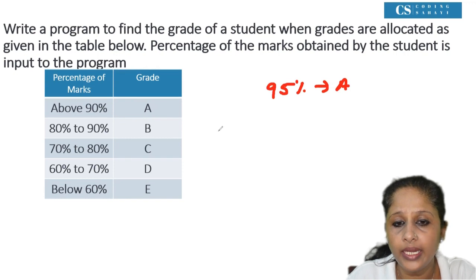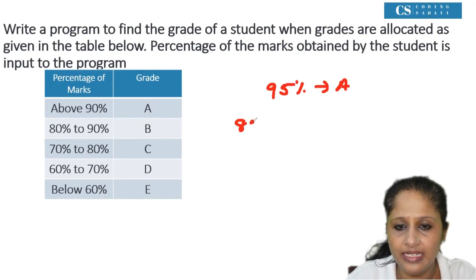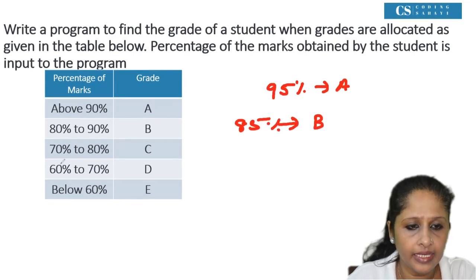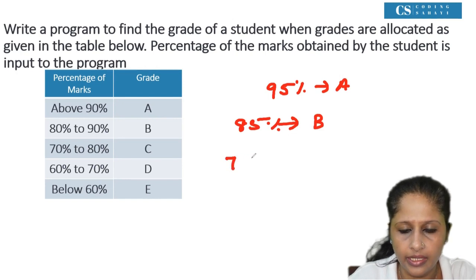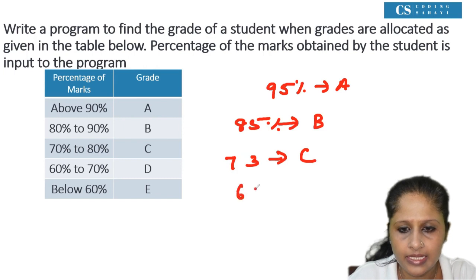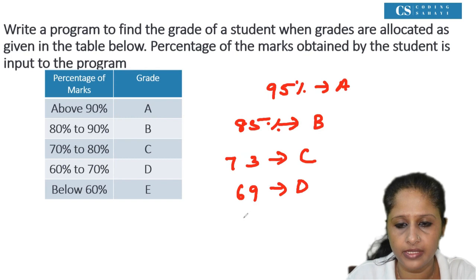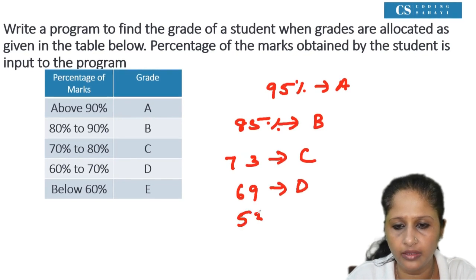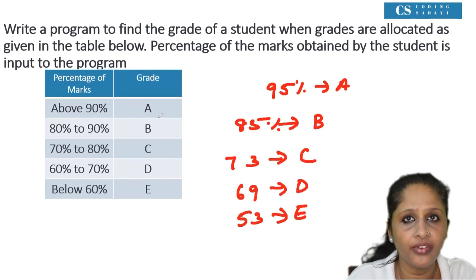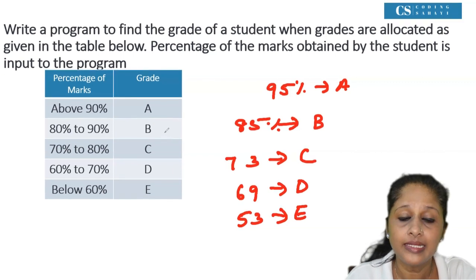Then if the student gets a percentage between 80 and 90, like 85 or something like that, we can say B grade. From 70 to 80, if it is 73, then we can say C. Then 69, it is D. Then if it is below 60%, like 53 or something like that, it is E grade. Here we need to write some if and elif conditions and logical operators also. You need to use them, but this is an easy program.